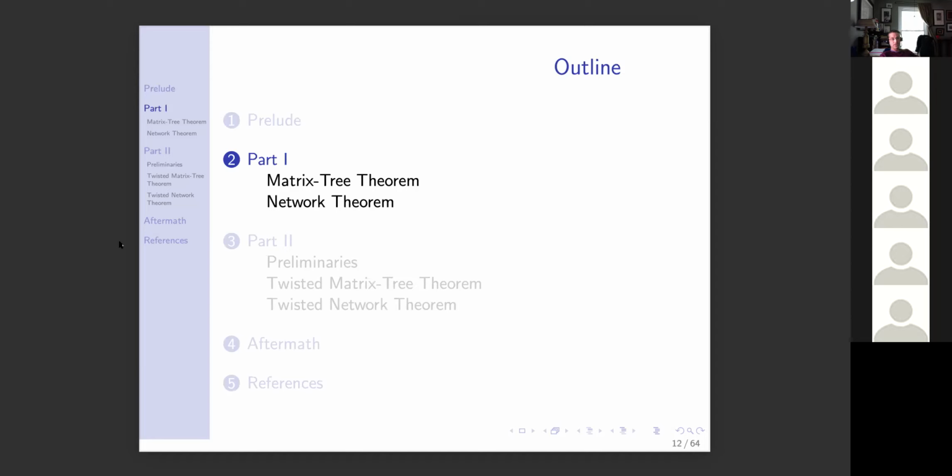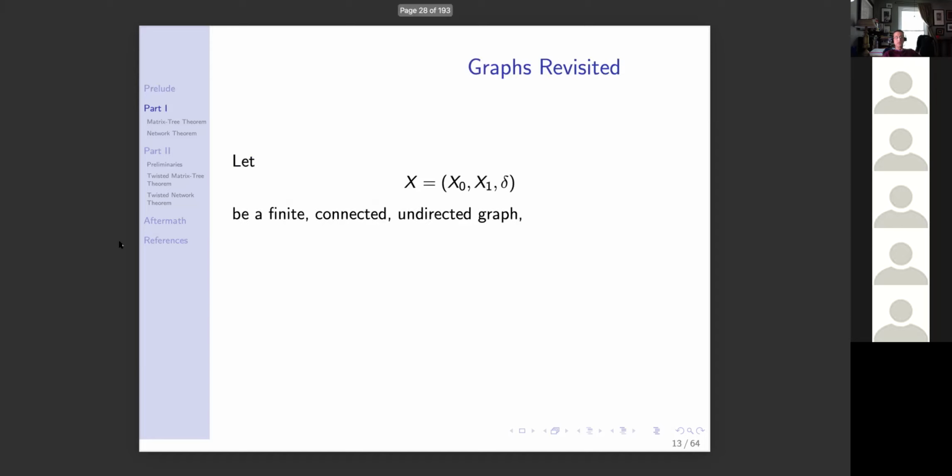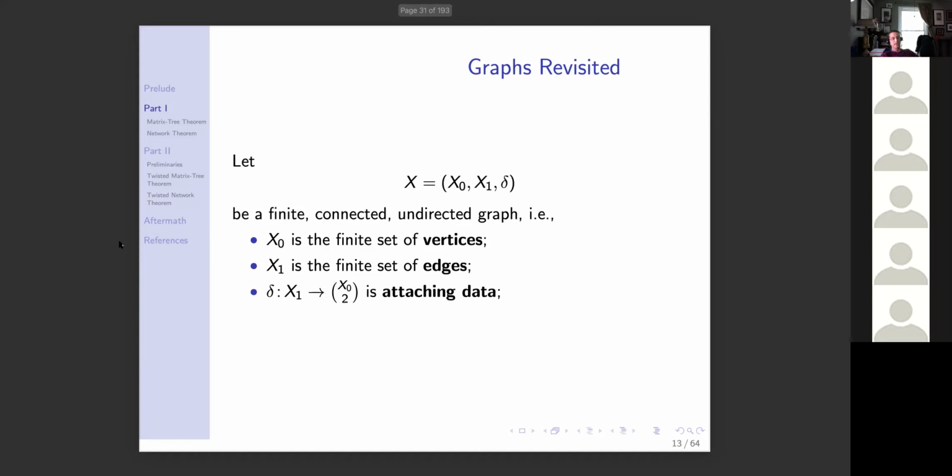Okay, so part 1 is the classical 19th century work. Okay, so let's go back to graphs. So suppose I have a finite connected undirected graph. So remember what that means. I have a set of vertices. It's going to be a finite set in this case. X1 is a set of edges, okay? And I have attaching data. And if you recall what X0 choose 2 refers to, it refers to the set of subsets of the vertices of cardinality precisely 2.